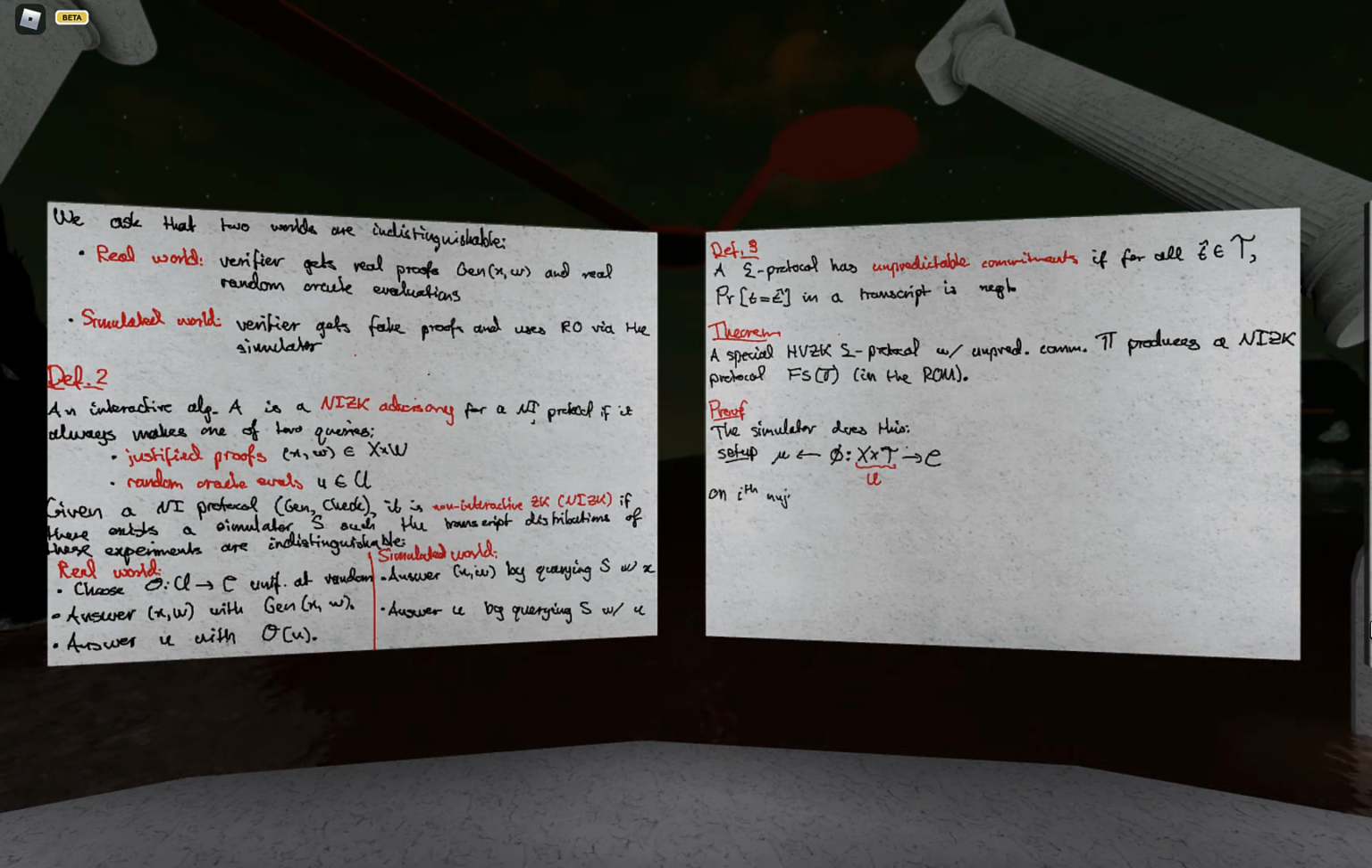And on the ith simulated proof query, which I write as xi, here's what it does. First, we choose a uniformly random challenge. And we use the special honest verifier zero knowledge simulator to produce a commitment and a response. I call this sim1, from special HVZK. So I'm choosing a random challenge and then I'm simulating a transcript, which I'm allowed to do by assumption.